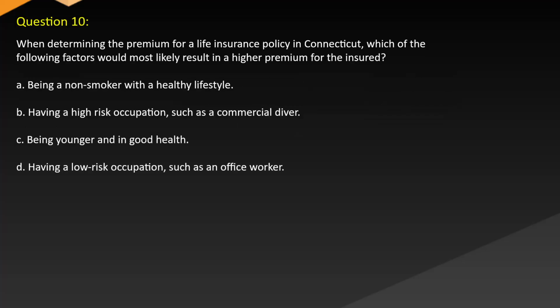Question 10. When determining the premium for a life insurance policy in Connecticut, which of the following factors would most likely result in a higher premium for the insured? A. Being a non-smoker with a healthy lifestyle. B. Having a high-risk occupation such as a commercial diver. C. Being younger and in good health. D. Having a low-risk occupation such as an office worker.